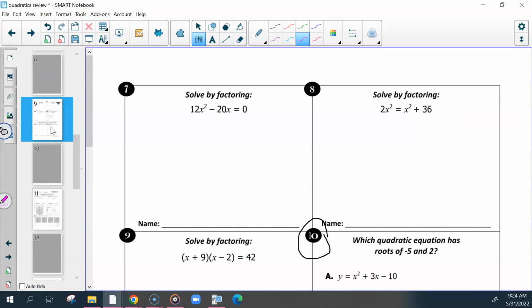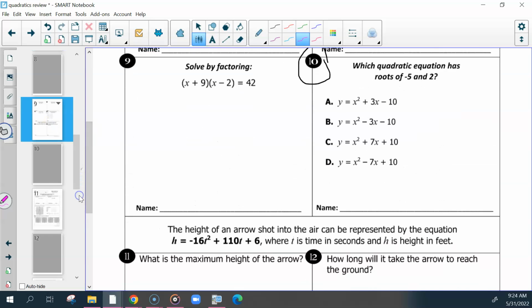Yes. On the next page, number 10. The roots, -5 and 2. How would you write that in factored form?